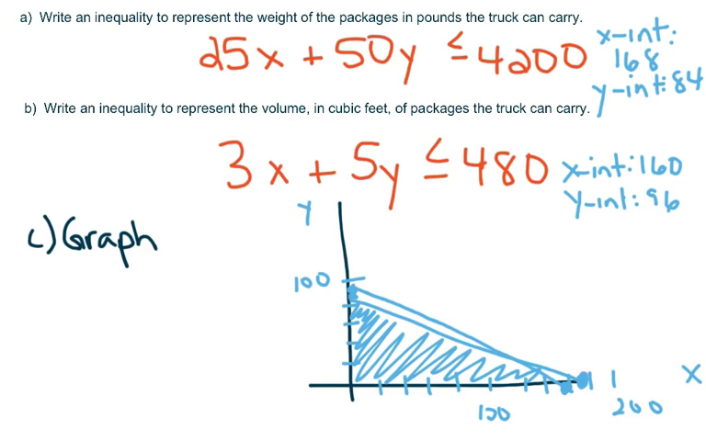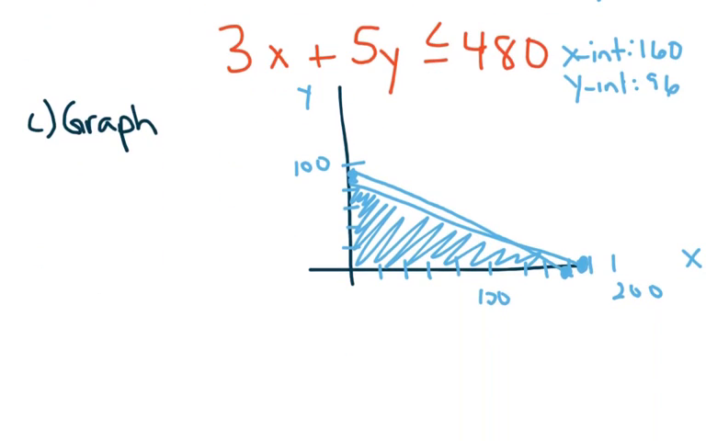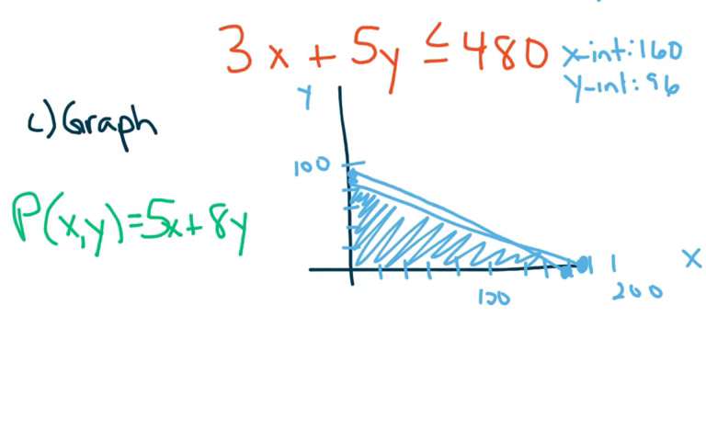Well, now that I have graphed it, in order to maximize my function, which I haven't written yet, if you go back up to the top here, we haven't done anything yet with the delivery service charges. The delivery service charges was $5 for a small package and $8 for a large package. So we'll call our function, I like to use P of x, y, we'll call it 5x plus 8y. And in order to maximize that function, we need to find the vertices of our shaded region.